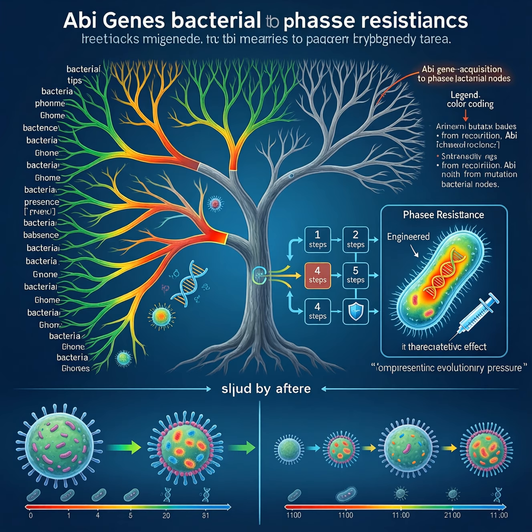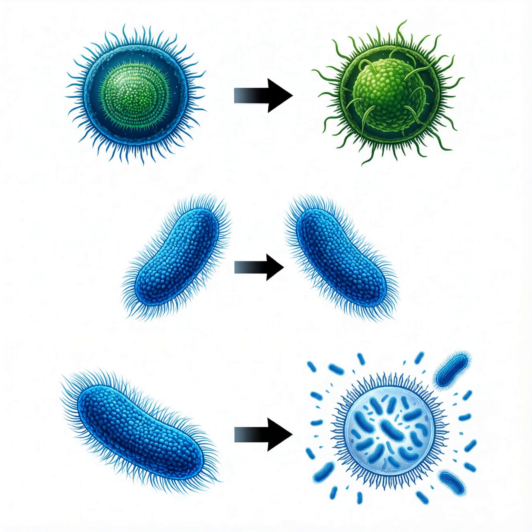Phages counter this by evolving mutations that bypass or inhibit the host's abortive response. The resulting arms race drives rapid genetic diversification in both partners. Phylogenetic analyses reveal clusters of Abi genes that correlate with specific phage families. These patterns suggest coevolutionary hotspots where bacteria and phages repeatedly interact.